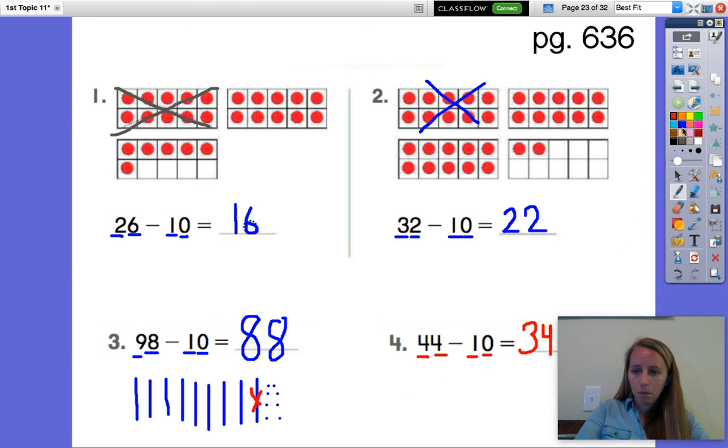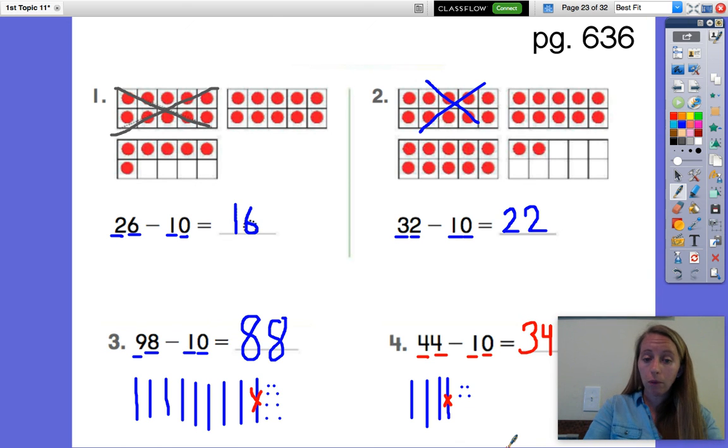Let's prove it with a picture. I'm going to draw 44, 4 tens, and 4 ones, and I'm going to cross out 10. So I'm going to cross out one of my tens rods. How many am I left with? 10, 20, 30, 31, 32, 33, 34. Check, check. We got the same answer two different ways. That's how you check your work to make sure you got it correct.